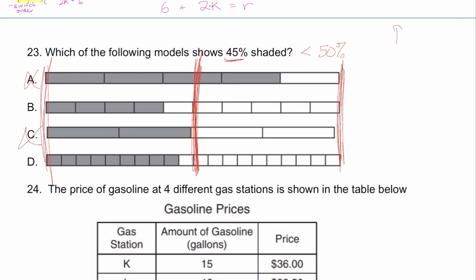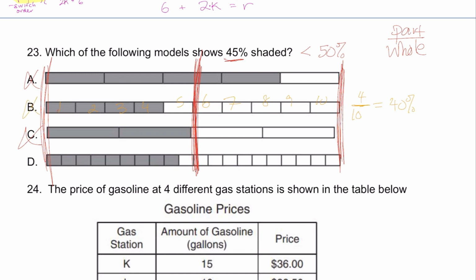And here, to figure out shaded, you want to do part over the whole. So for choice B, you have 1, 2, 3, 4 shaded out of 6, 7, 8, 9, 10. So this is 4/10 or 40%. So we know that's not 45%, so B's wrong.